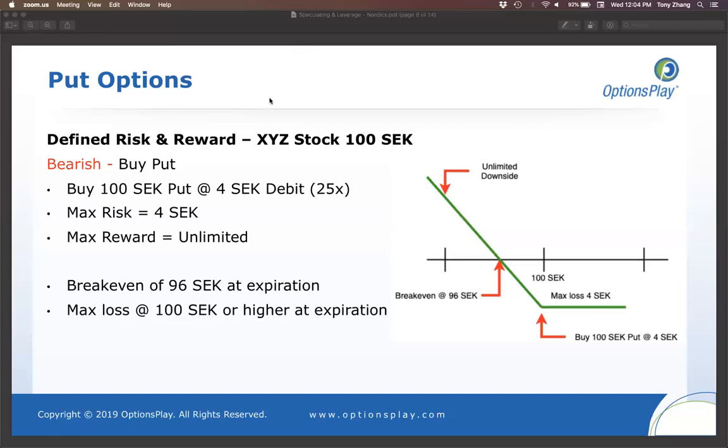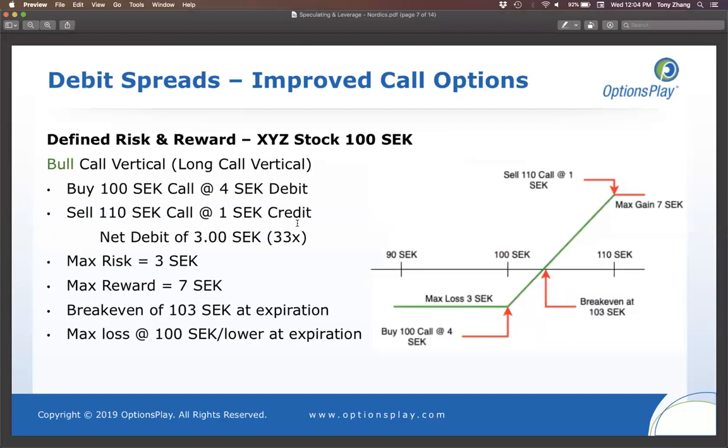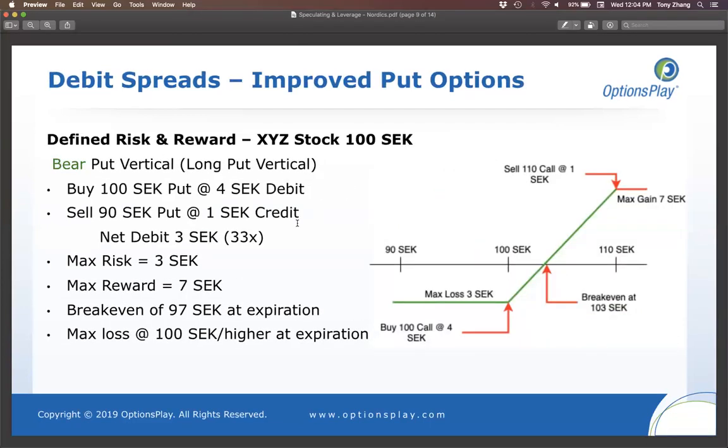So for put options, you have the same choice as you do with the call options. Oh, I have the wrong graphic here. I'm sorry, I have a call option graphic here. So this should be reversed, and I will fix this before I send this out.